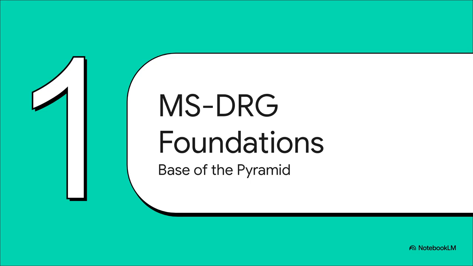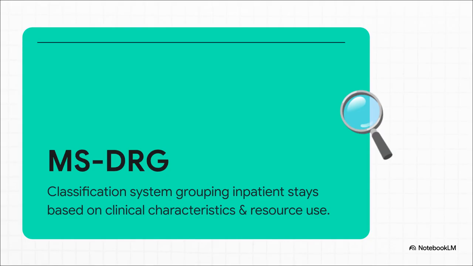Section 1. Foundations of the IPDRG system. Without understanding this base layer, the rest of our pyramid just won't hold up. The IPDRG, which stands for Medicare Severity Diagnosis Related Group, is really the beating heart of inpatient reimbursement. Essentially, it's a classification system that groups hospital inpatient stays into categories based on clinical characteristics and expected resource consumption. Ultimately, this system dictates exactly how much a hospital gets paid by Medicare and commercial payers.